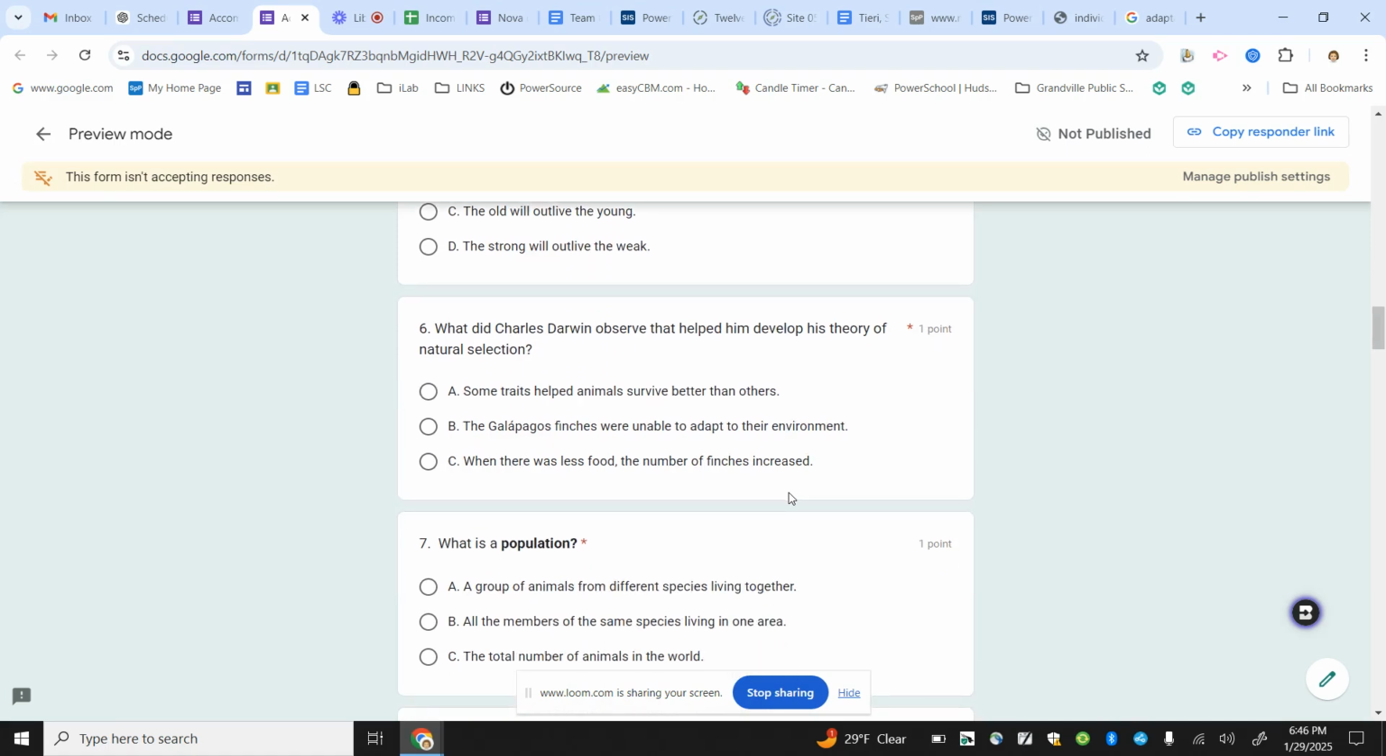Number 6. What did Charles Darwin observe that helped him develop his theory of natural selection? A. Some traits helped animals survive better than others. B. The Galapagos finches were unable to adapt to their environment. C. When there was less food, the number of finches increased.